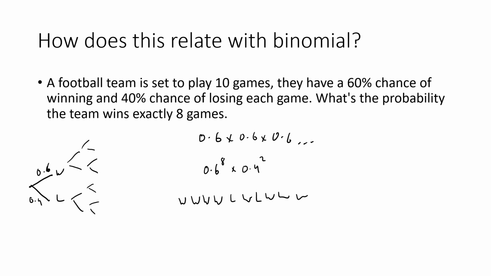So how would you get that? To get the number of combinations there are of winning 8 games, you would put 10 choose 8, because there are 10 games and you want to win 8 of them, and you want to see how many different combinations of those wins you can get.